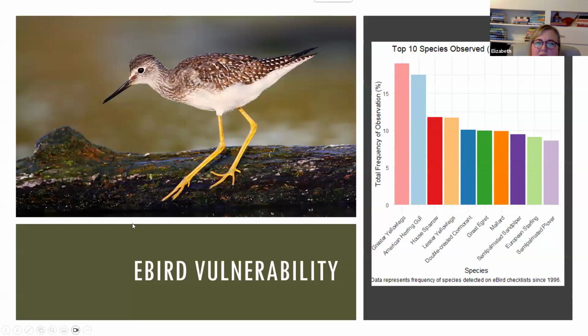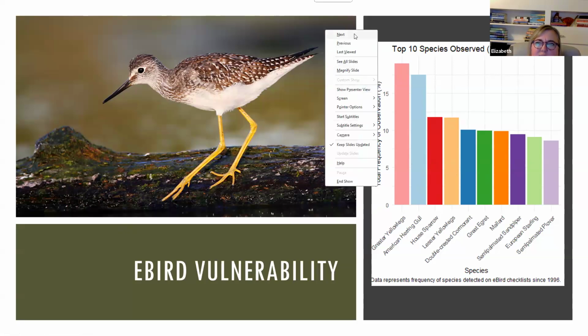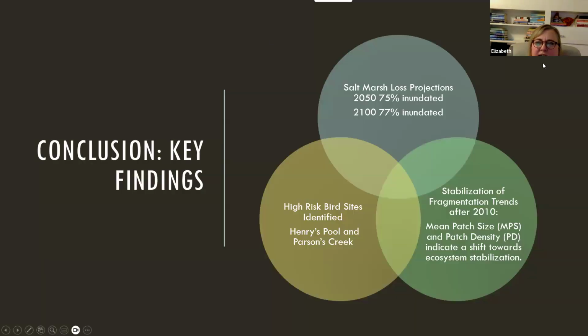So I took one of the high risk areas, the Henry's Pool, and I went back into eBird, and I was able to get the frequency of observations for the last, what is that, like 29 years. And one of the top observed species was the greater yellowlegs here. It's a shorebird. And none of these are really threatened right now, but they could be species that you could keep an eye on as sea level rise becomes more threatening. So here are my key findings.